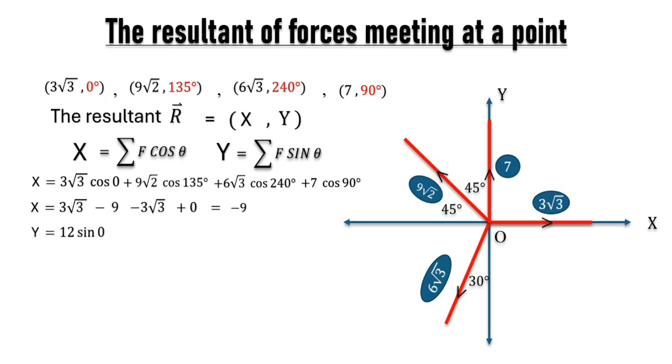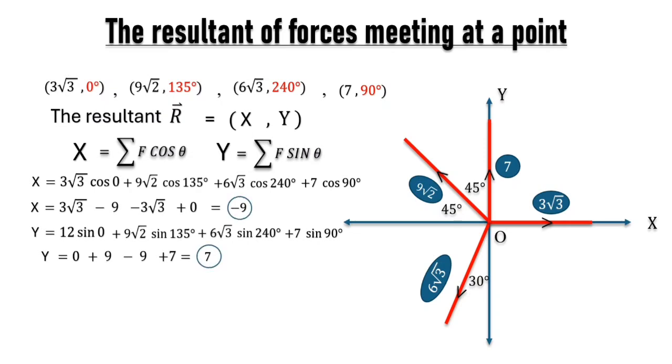Similarly, we will find y by the same forces with sine 0, the same force with sine 135, the same force with the angle 240, sine. You understand? And the fourth one will be 7 sine 90. Calculate this by calculator. It will be 7. So now we can find the resultant. The resultant is -9 and 7 as a coordinate. If we want to write it as a vector, it will be -9i plus 7j.